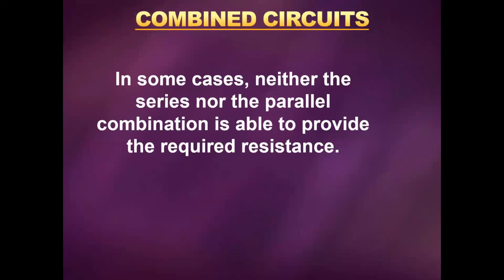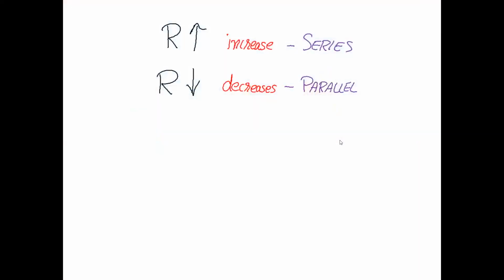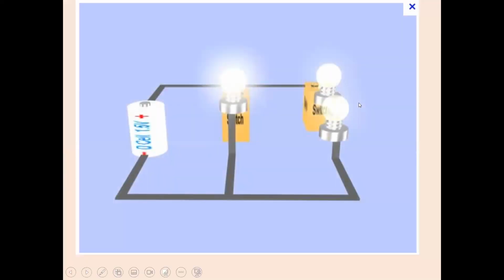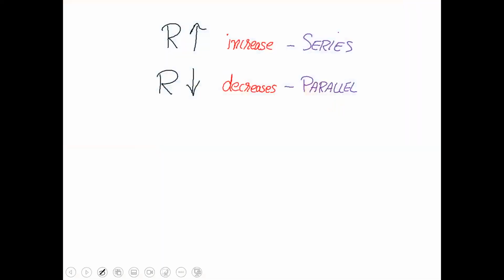What is a combined circuit? It is partially series, partially parallel. In some cases, neither the series nor the parallel combination is able to provide the required resistance. So look at this circuit. This is a combination. These two are in series, and this is a single. So together they are in parallel. This is called a mixed combination, series and parallel both.